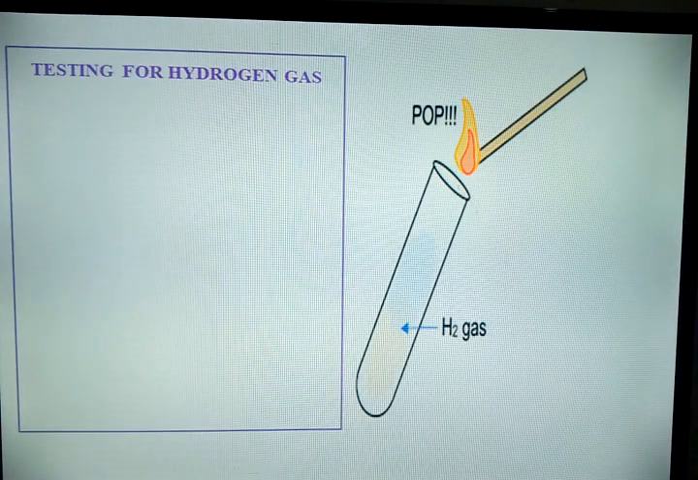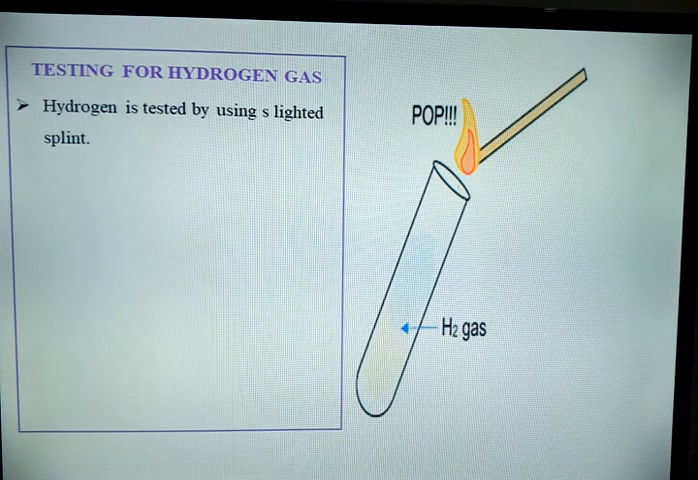This takes us to how this gas can be identified in the lab. There are very many gases which are colorless, but how do you detect that this particular gas, however colorless, is hydrogen? So we come on to the test for hydrogen, and when we are testing for hydrogen, we use a lighted splint, just like you see here.